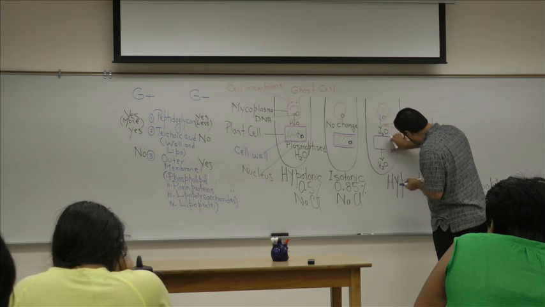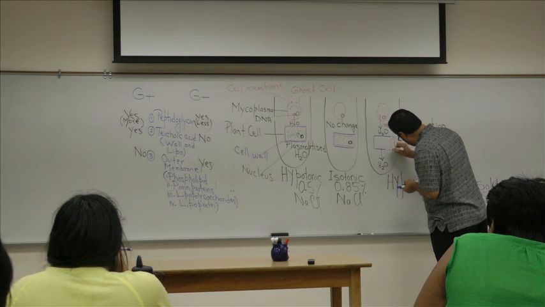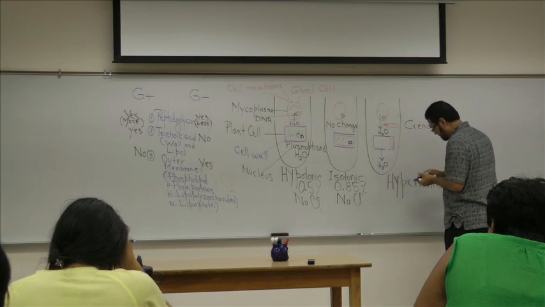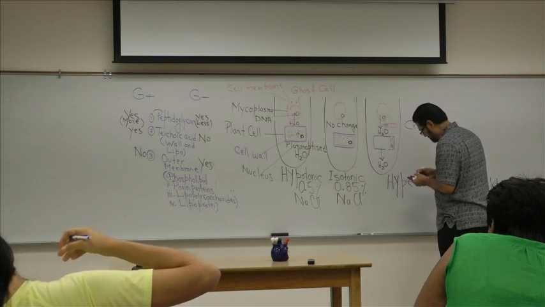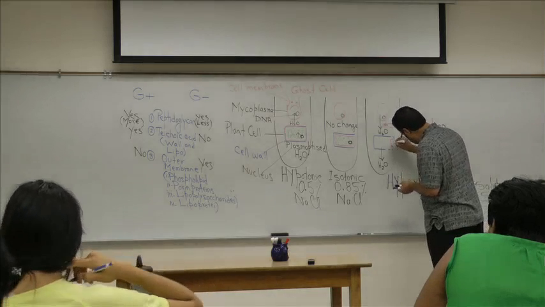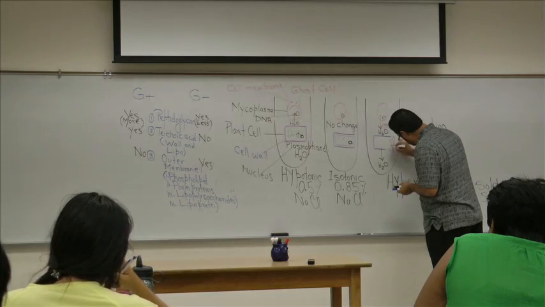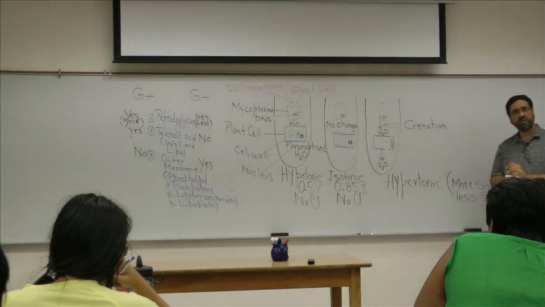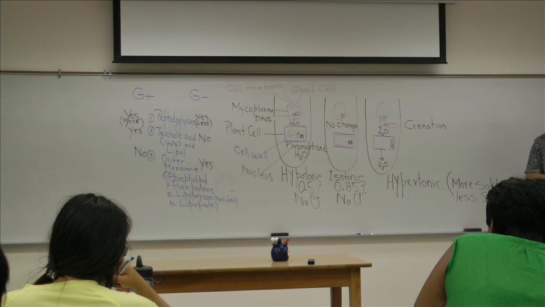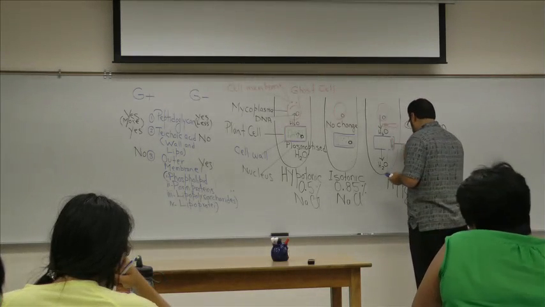Okay, I'll just redraw the thing. That's how it's going to look. The cell membrane shrinks, but the cell wall maintains the shape. The whole plant cell will be empty. Yeah. That is called plasmolysis.